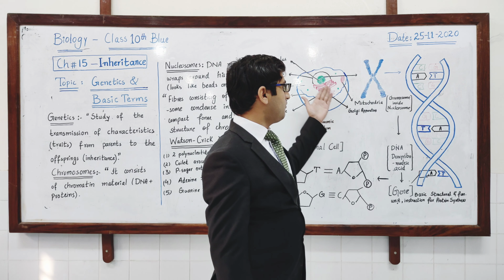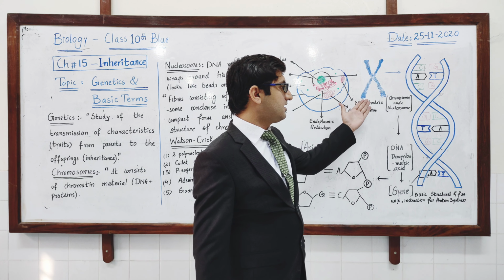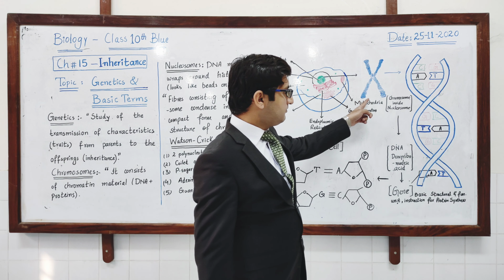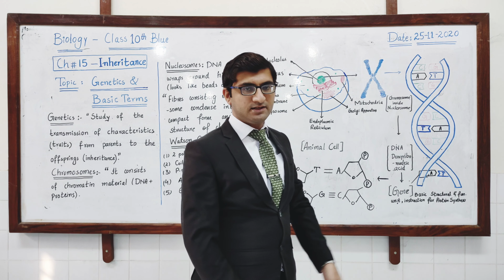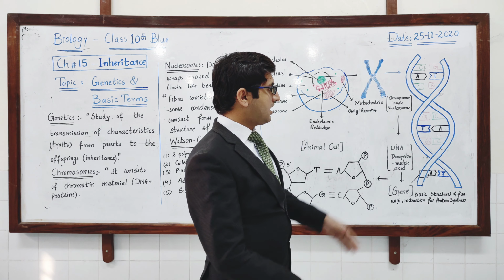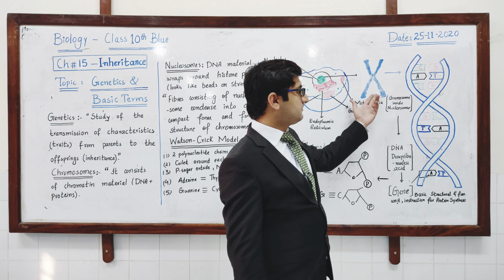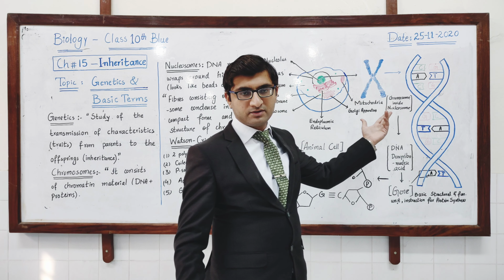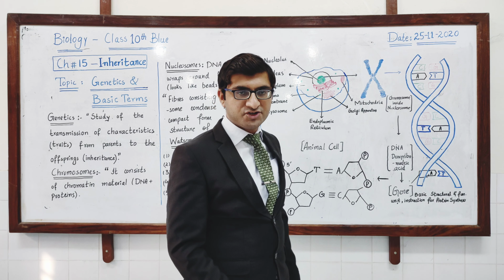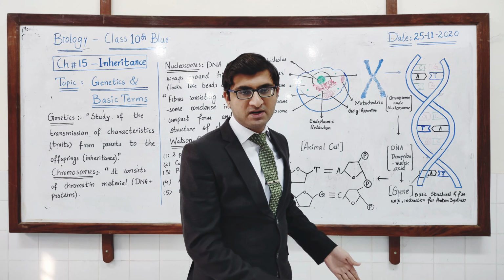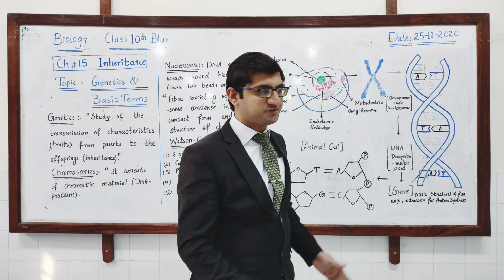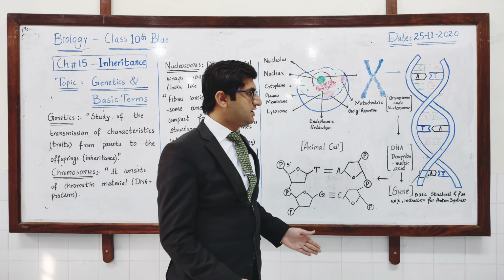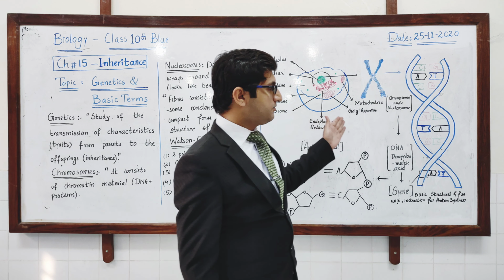The next part: inside the nucleus there is a chromosome. You see, there is a chromosome. A chromosome comprises arms, which are called chromatids, united through the central part of the chromosome. Now we see what the chromatids contain.